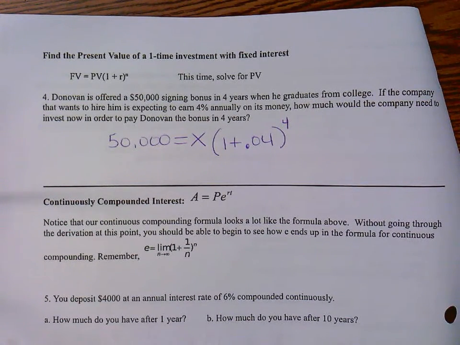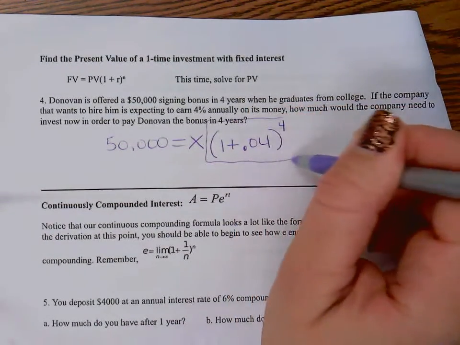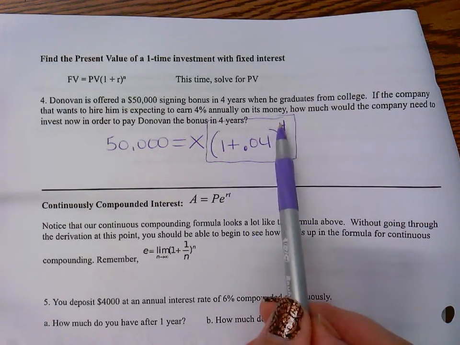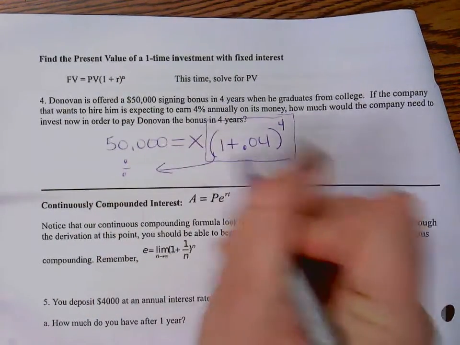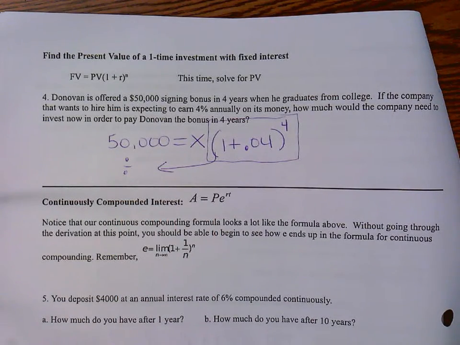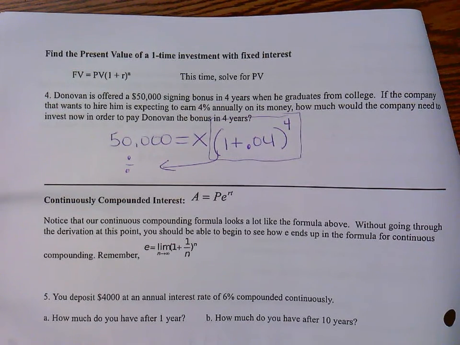So I don't have to guess and check because this is actually a number that I can figure out on my calculator, 1.04 to the 4th power. And I can just divide both sides by that number to get x by itself. And then x will be how much they have to invest. Do they have to invest $30,000? Do they have to invest $40,000? They want it to grow to 50,000 so that they have enough to pay him his signing bonus.